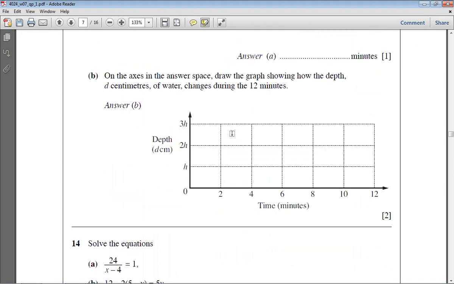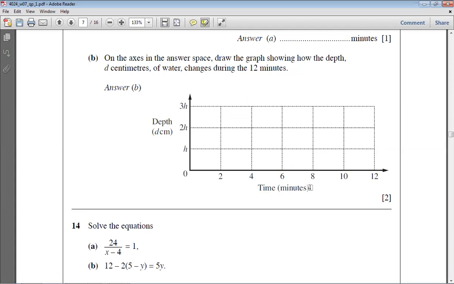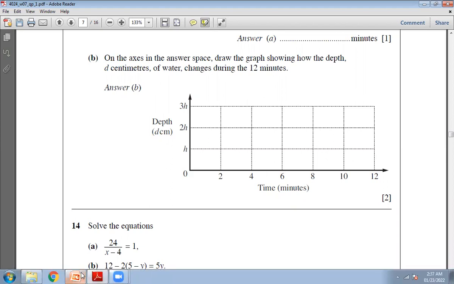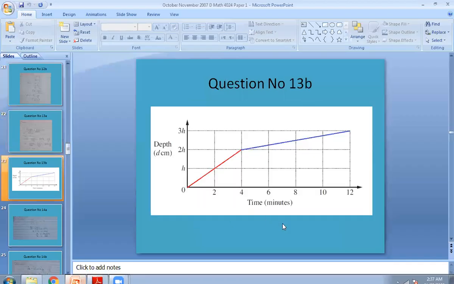So you have to draw it here. The depth and the time are represented. So you have to draw a graph here. So let me show you. I have done this. It's easy peasy.